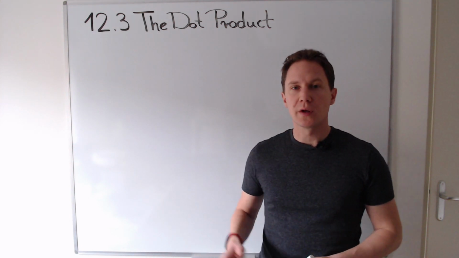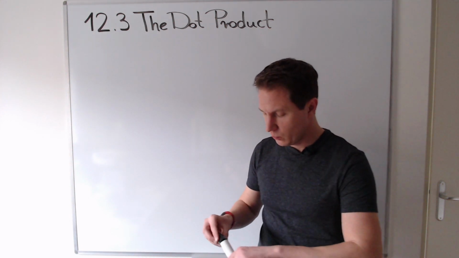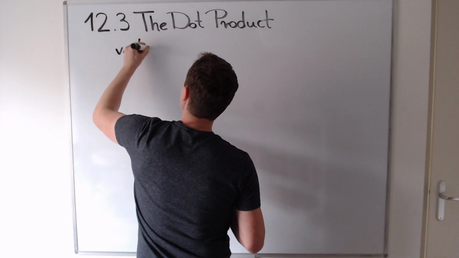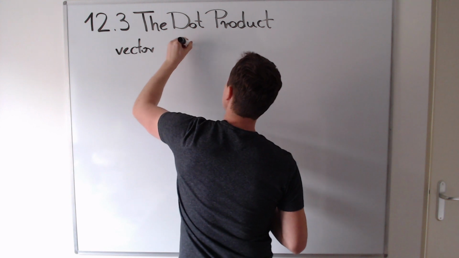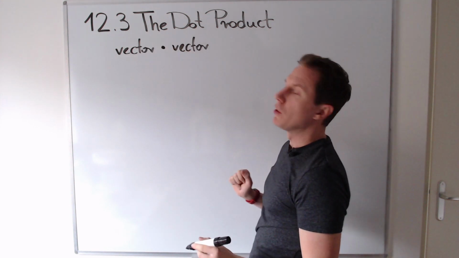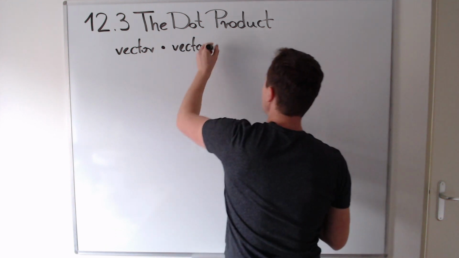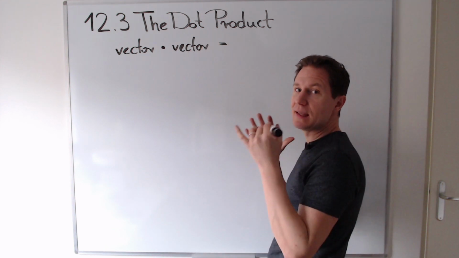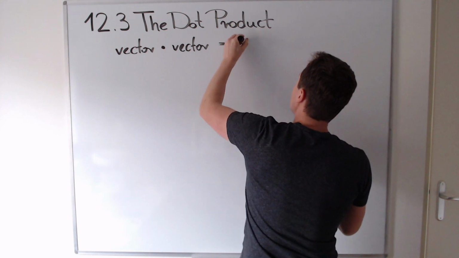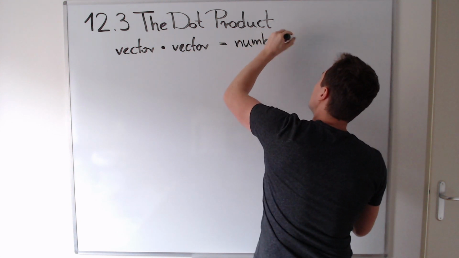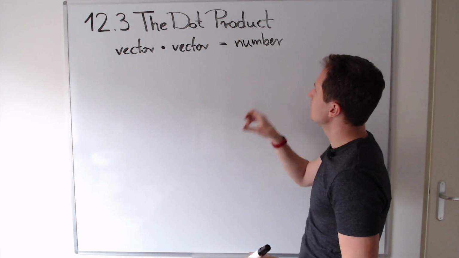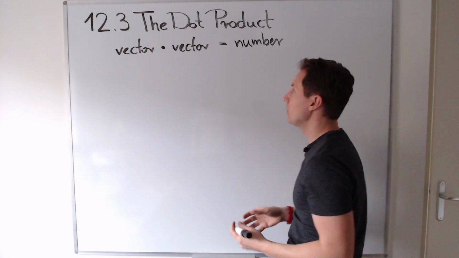In this video we are going to discuss the dot product, where you take two vectors and multiply them. It's called a dot product because this multiplication is usually denoted by a dot, and as the result you get a scalar, or a number. That's why it's sometimes called a scalar product, because the result is a scalar, a number.